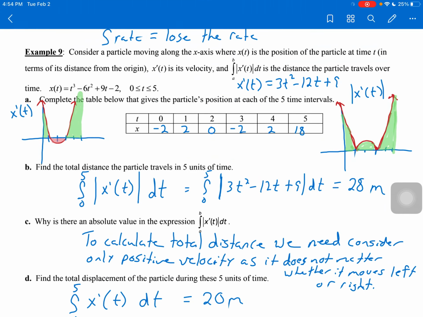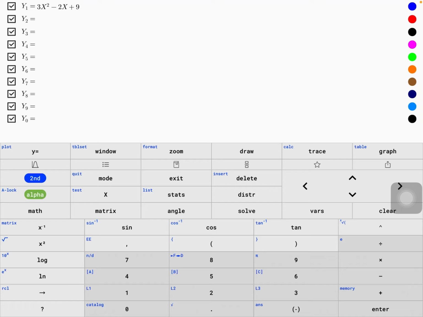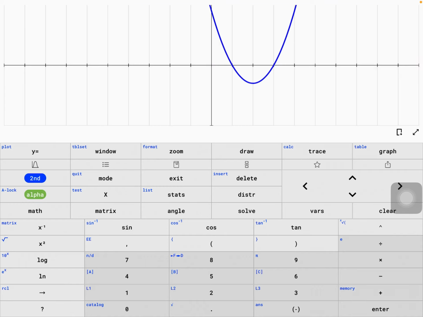I'm not sure why I'm seeing that. So negative. So 3t squared minus 12t plus 9. Oh, I got a 2 there instead of a 12. 3x squared minus 12x plus 9. There we go. Okay, so now I'm seeing what that graph is.